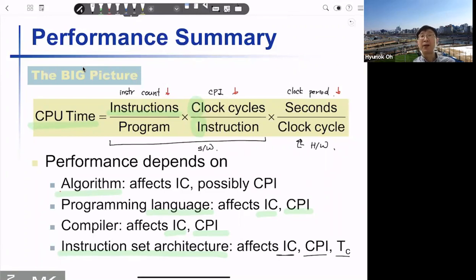Generally, so we learn about that. Actually, this clock period is not easy to reduce. It's hard to reduce. So then maybe you want to reduce the instruction count or CPI, right? So there are 2 approaches. One is decreasing the instruction count, and the second one is decreasing the CPI value. So there are 2 approaches actually.